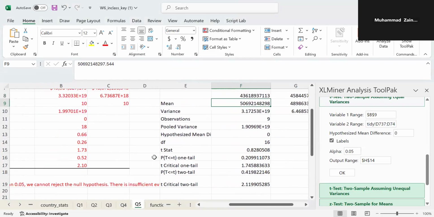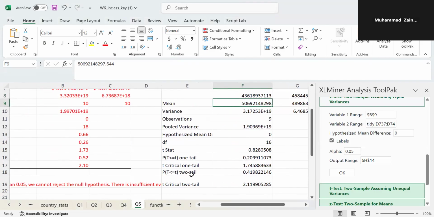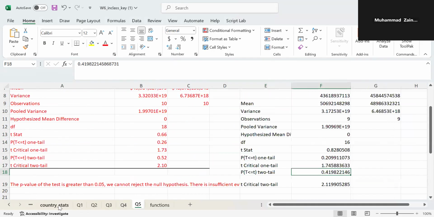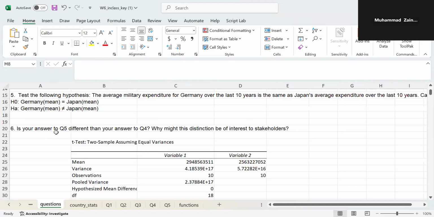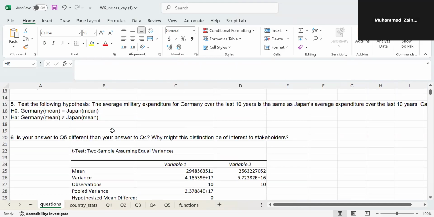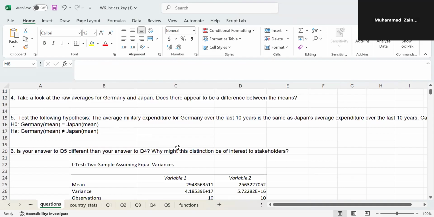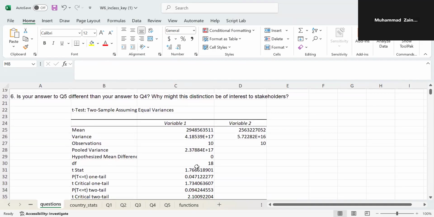But the key idea is that even with the slight differences, what you have to look at is this p value. If you're doing a one-tailed test or a two-tailed test, look at the p values and then based on that you can accept or reject your null hypothesis. So in this case, we cannot reject the null hypothesis, right? And then there was question number 6 also. Is your answer to question number 5 different than your answer to question number 4? Why might this distinction be of interest to stakeholders?